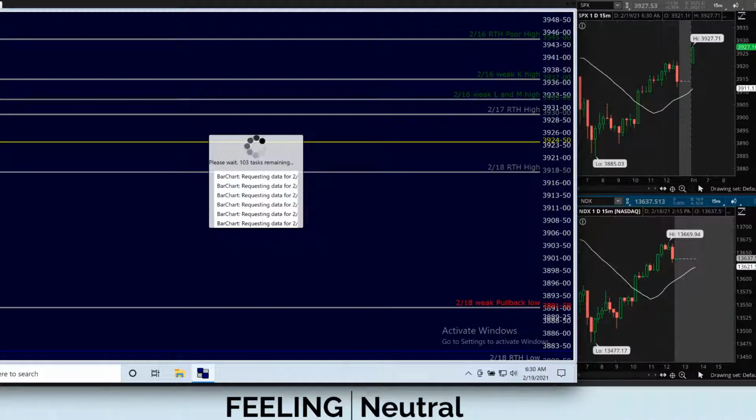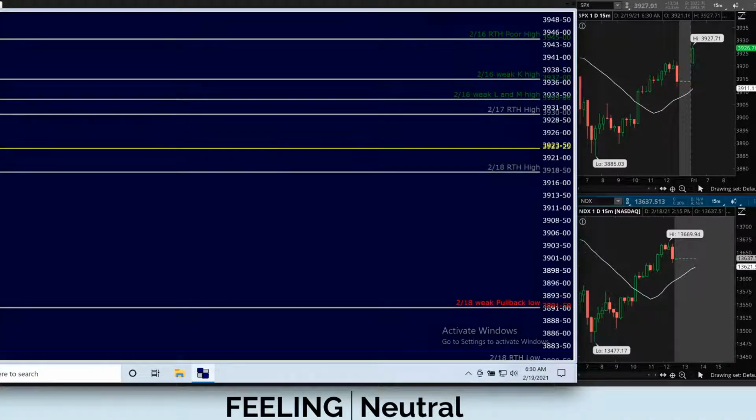Today is also the monthly options expiration. Okay, so that's just something to keep in mind.